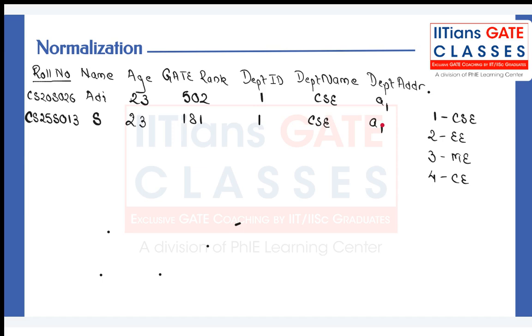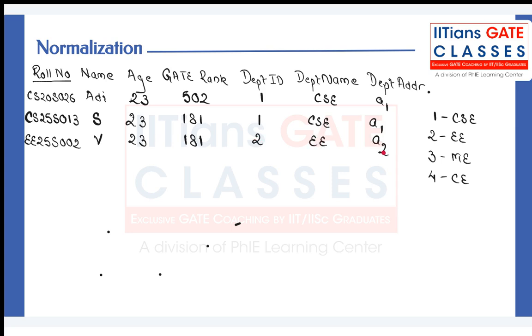Let's say tomorrow Vishnu also joins IIT Madras. He joins the EE department. Don't mind Vishnu, no department is bad anyway. So E25S002 will be his roll number. His name is Vishnu, his age is, let's say, 23. He has a GATE rank of, let's say, 181 in EE. And again, I have to write the department ID, EE, and an address of A2.